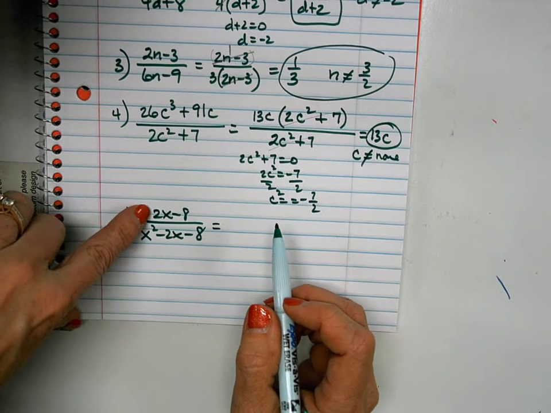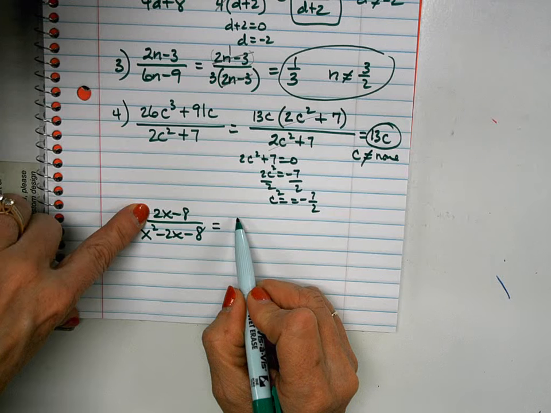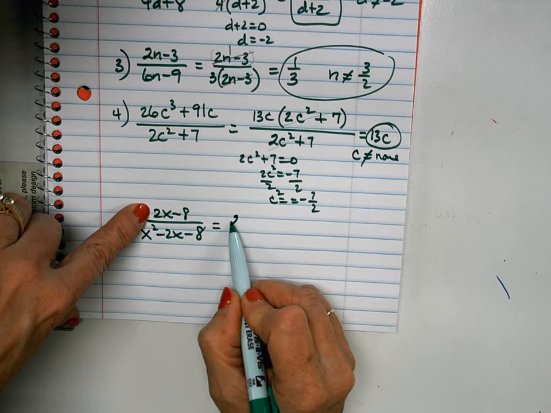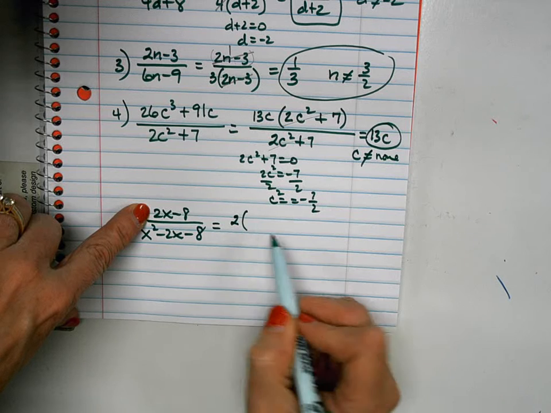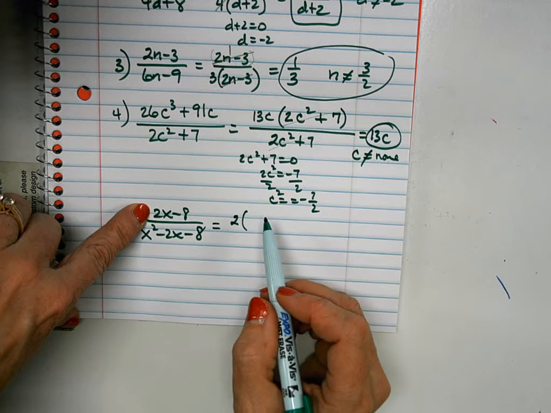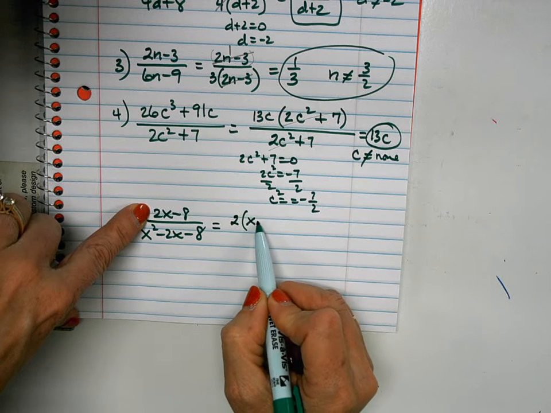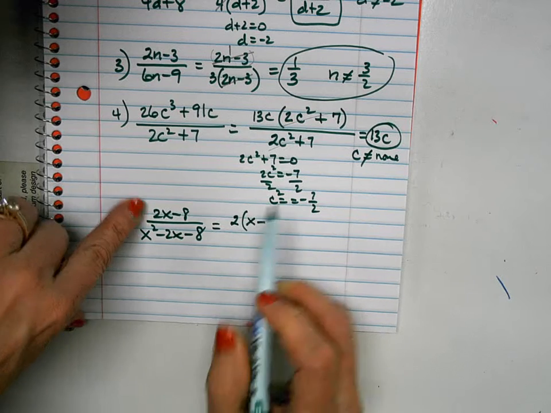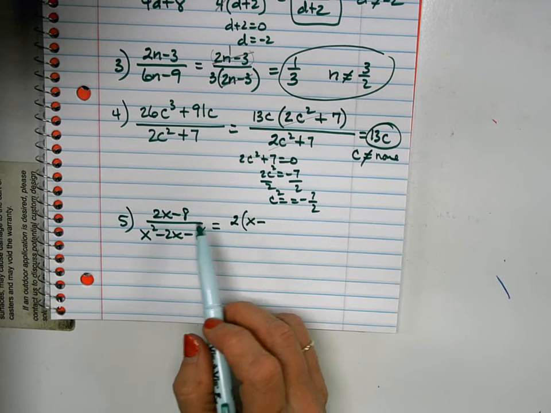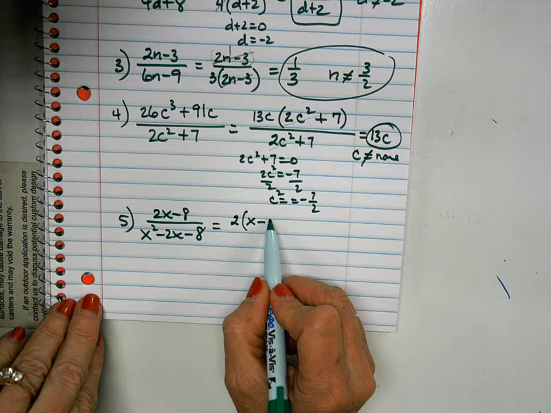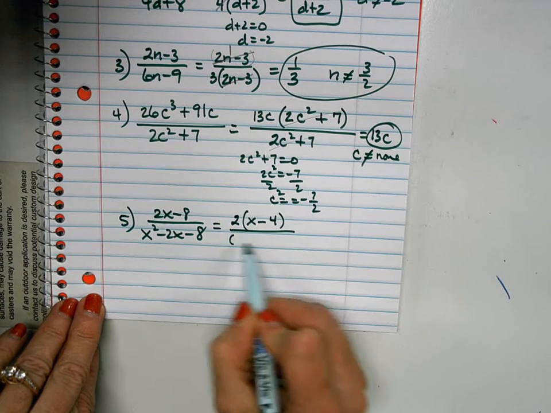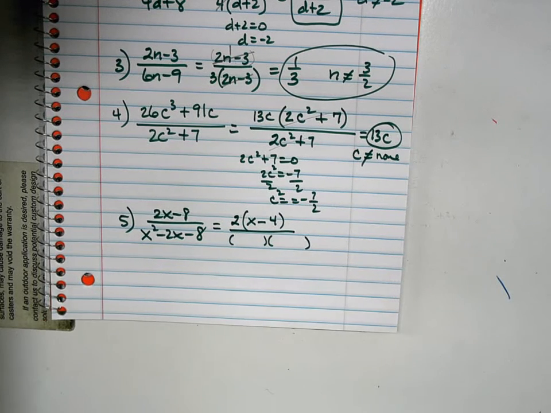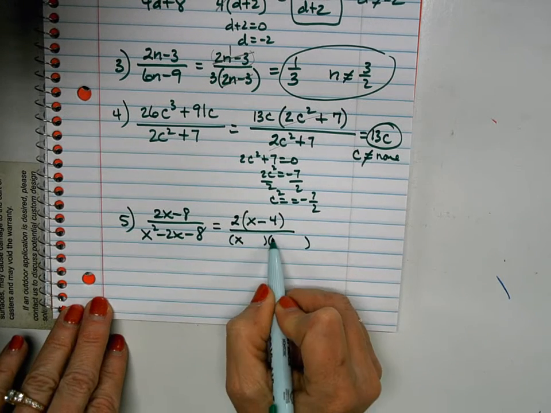Adrian, how would you factor the top? Pull out a 2, right? What would be left? Divide 8. x minus 4. Okay, so you know what I'm really hoping? I'm hoping one of these factors is on the bottom. What are we hoping one of them is? x minus 4. We're hoping one of them is x minus 4. Is that right? Would one of them be x minus 4?